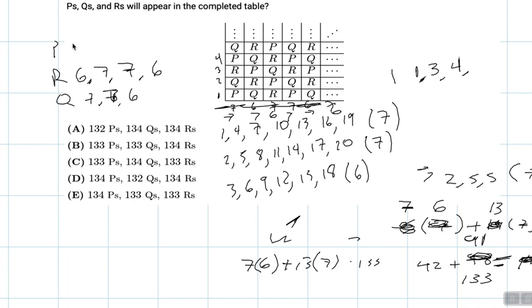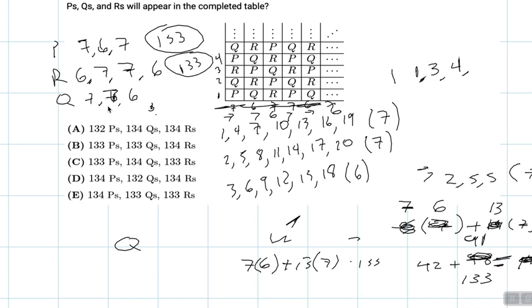For P, it's 7, 6, 7. So 6 shows up every, yeah, for Q, it's going to show up 6 times. Yeah, so P is going to be 133. R will also be 133.